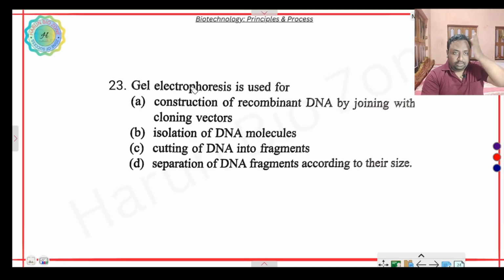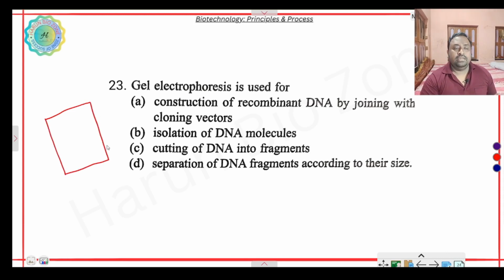Gel electrophoresis is used in the construction of recombinant DNA. The gel is agar gel, collected from the seaweeds Gelidium, Gracilaria and Gelidiella. Here some oils are present. This is the cathode, this is the anode. Anode means positively charged, and the other is negatively charged, connected to the electric supply.